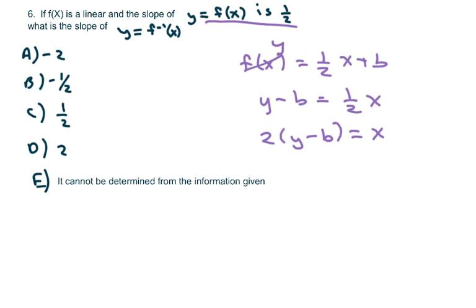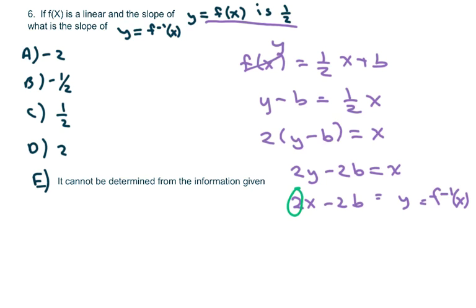So if you switch the x and y, well, we'll go ahead and distribute and switch the x and y. So y equals 2x minus 2b. So basically, this is your inverse, and your slope is 2. So the answer is D.